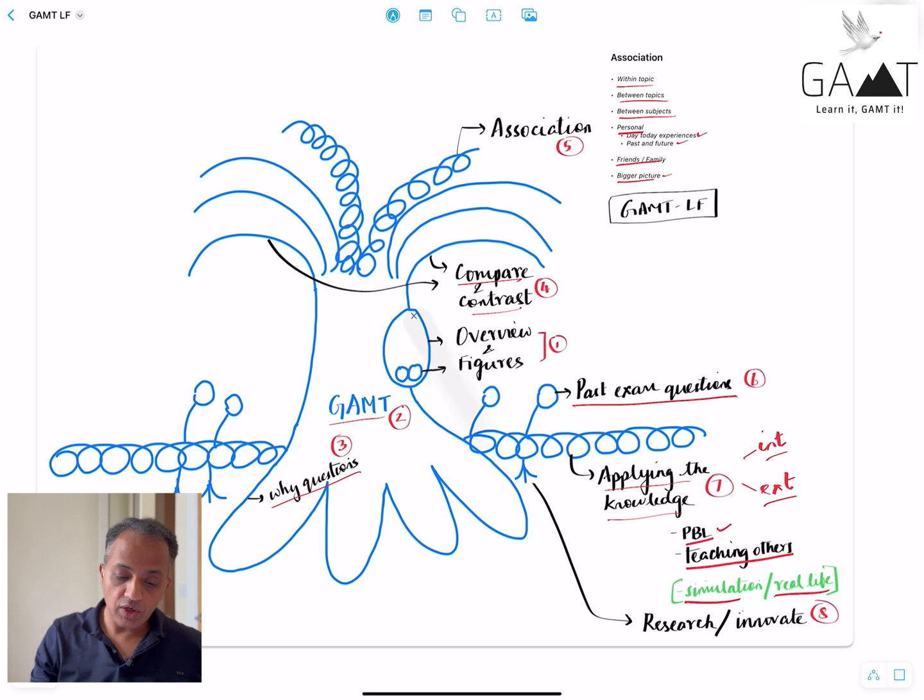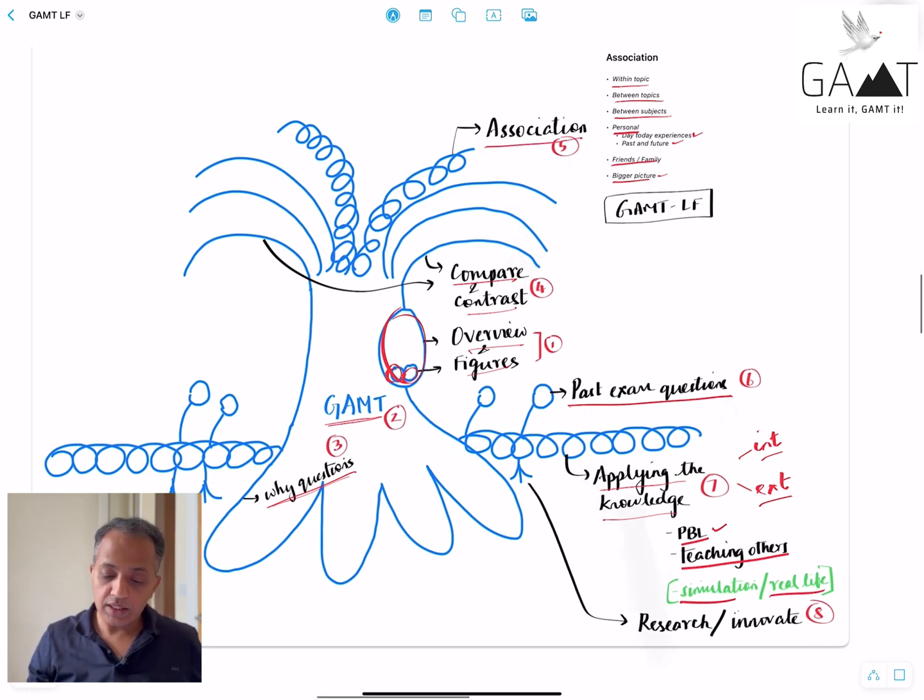Just very briefly, you have the overview. The O here stands for the overview. The F here stands for the figures. Then you're going to generate the GAMT. You're going to ask a lot of why, what, when, where questions. And then you're going to compare and contrast. You're going to create some associations to the topic. You're going to look at the past exam questions. You're going to apply the knowledge that you learned. And you're going to go into the zone of research and innovation.